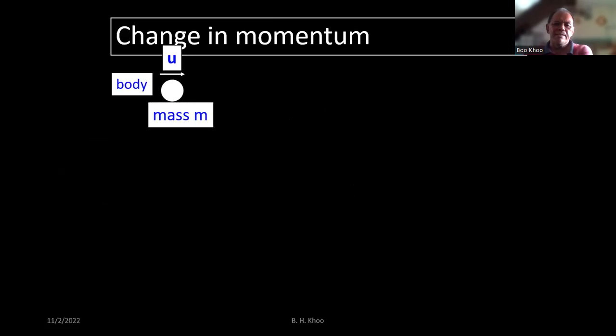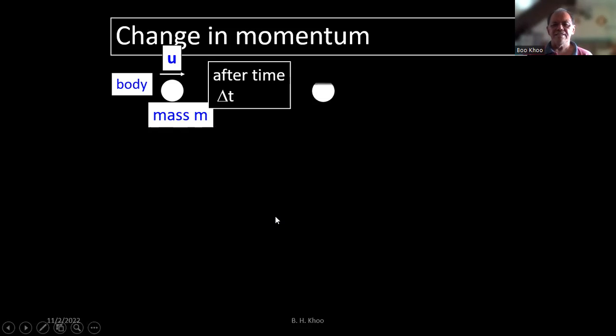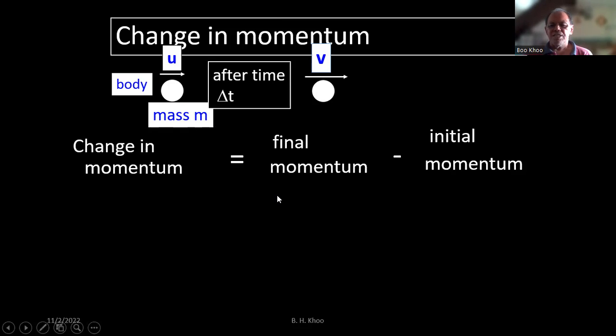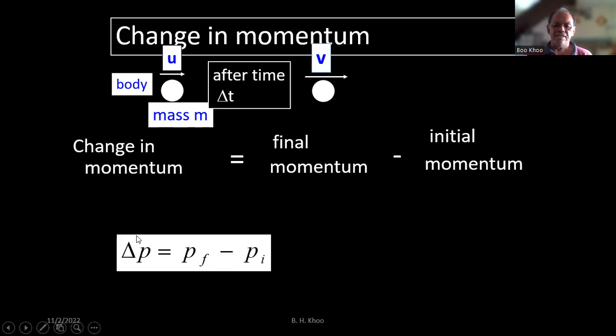Then we define another term, change in momentum. A body has a mass m, moving with an initial velocity u. After a certain time it moves with a final velocity v. The mass hasn't changed, but a force is acting on it, so there's a change in momentum. We define change in momentum as final momentum minus initial momentum, F for final, I for initial. Remember, each of these is a vector, so the result is also a vector. Or we can write it as final mass times velocity minus initial mass times velocity. Take the mass out.